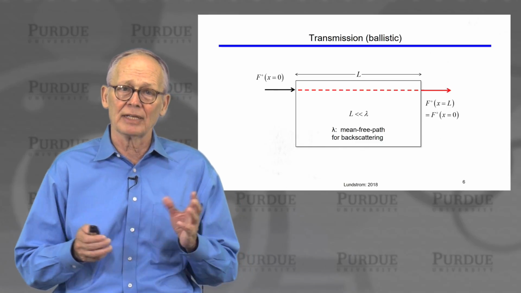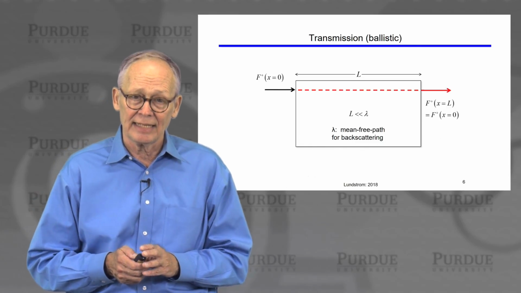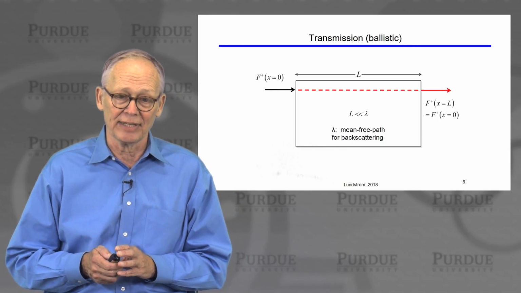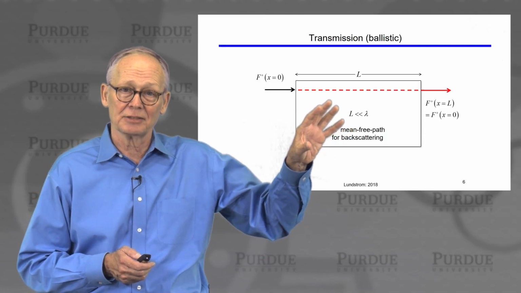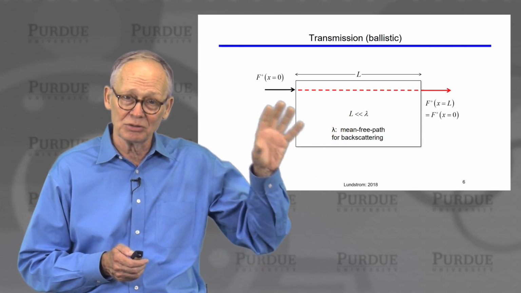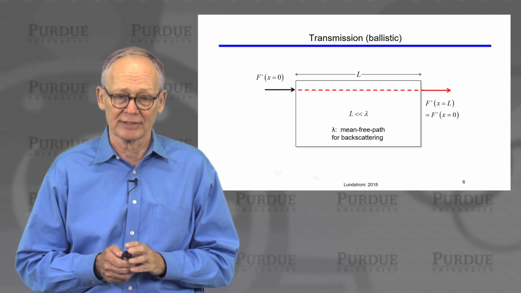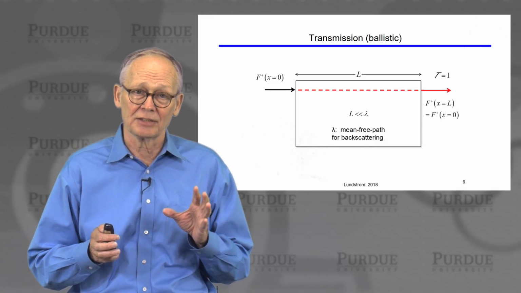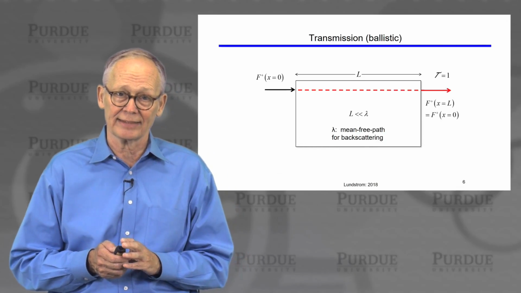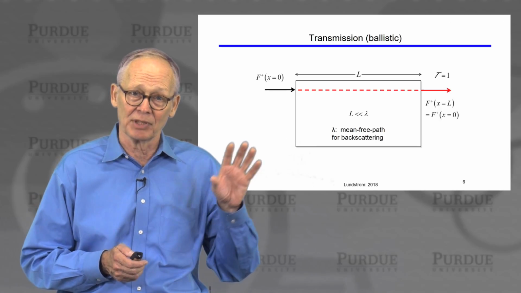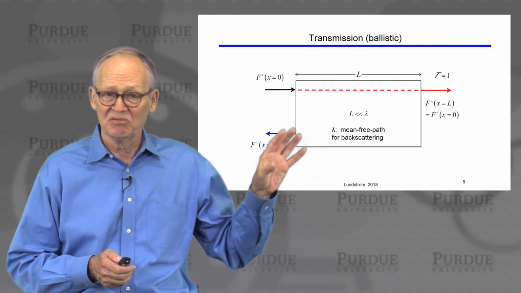The electrons zip across, they come out the other side. That will be the drain for our MOSFET. And in this ballistic case, where there is no scattering, they'll all come out the other side. We would say that the transmission is 1 in this case. Everything injected from the left comes out the right.